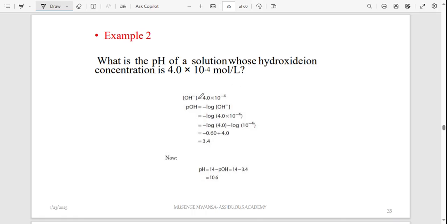So you can also have another example. What is the pH of a solution whose hydroxide concentration is this? Now they've given you the hydroxide concentration, OH. So you can find what we call the pOH, which is given by negative log of OH, and that will give you 3.4. And when you know the pOH, when you add pH and pOH, you are supposed to get pKw, which is 14. So therefore pH is 14 minus pOH, and that will give you 10.6.